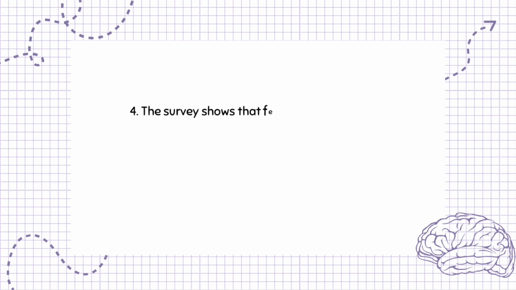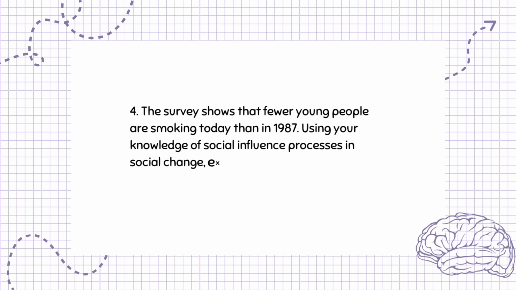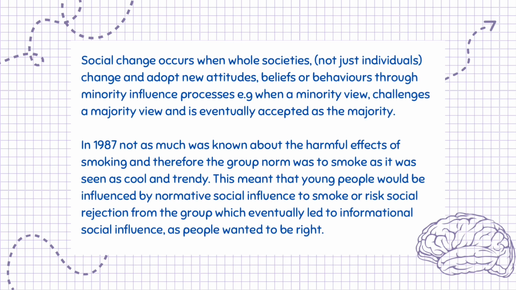Question 4. The survey shows that fewer young people are smoking today than in 1987. Using your knowledge of social influence processes in social change, explain possible reasons for this change in behavior. 6 marks. Social change occurs when whole societies, not just individuals, change and adopt new attitudes, beliefs, or behaviors through minority influence processes, e.g. when a minority view challenges a majority view and is eventually accepted as the majority.